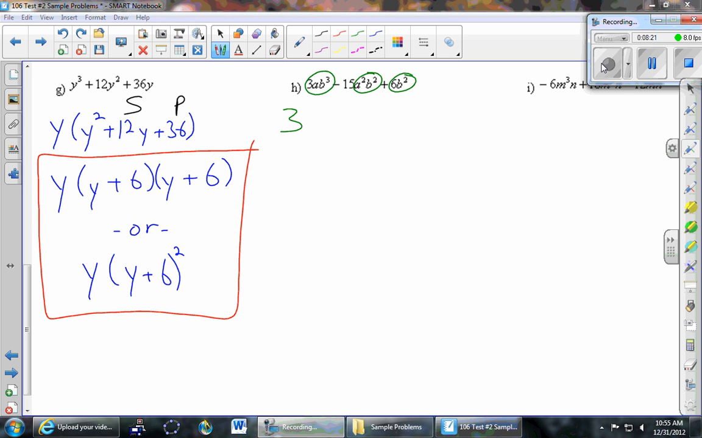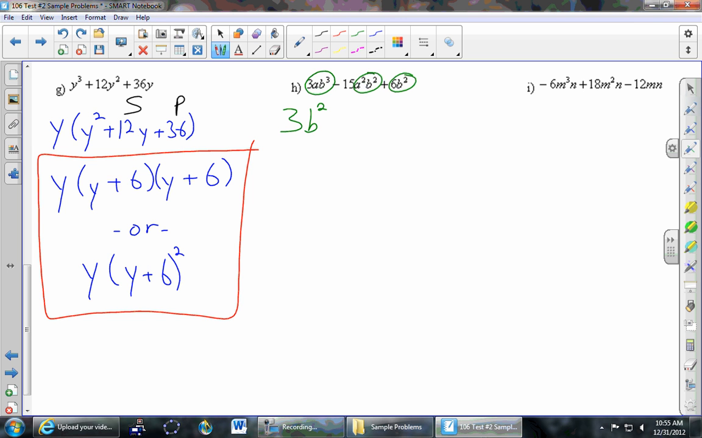So what's the most number of b's we can take out? Well, there's a b cubed, there's a b squared, there's another b squared. B squared is what we can take out of all of them. So what's left when I factor these things out? Well, the 3 is out, the b squared is out, so there's an a, and there's also a b.